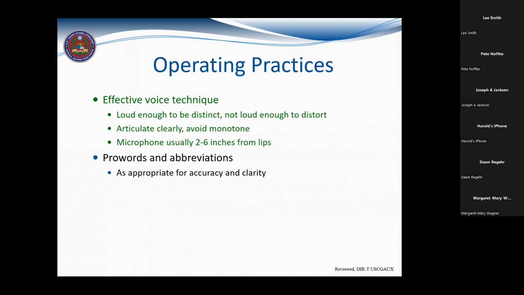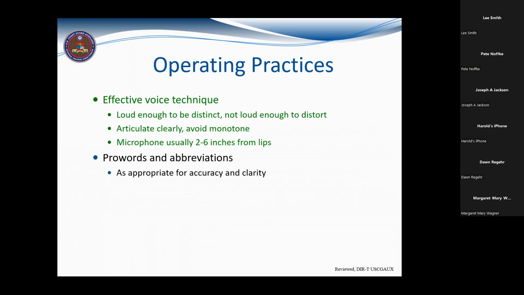We have a coming lesson which will talk about pro words, which are procedural words. By using common pro words, you can minimize confusion and ensure clarity. Some of the pro words you are probably familiar with would be: Over. I'm done with my transmission and I'm expecting a reply. Out. I'm finished with my transmission and I don't expect a reply.